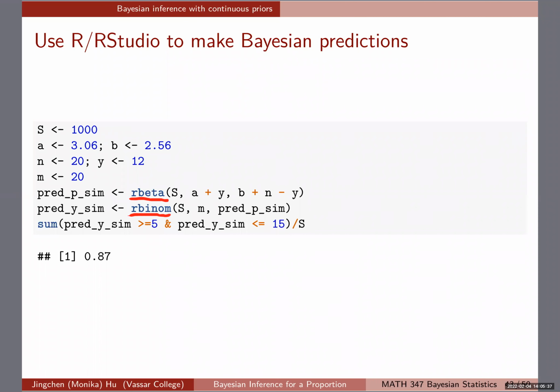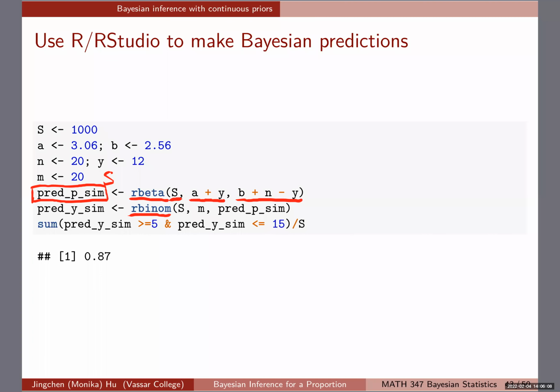Okay, so rbeta, like we talked about, is a random draw from the beta distribution. And I'm doing it S number of times, drawing from A plus y and B plus m minus y. These are really just the posterior shape parameters. So when I do that, I'm going to get a vector of predicted p from the simulation. It's S of them, which is 1,000 in our example.